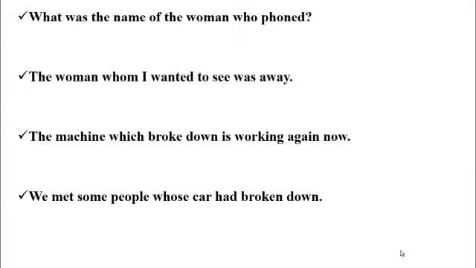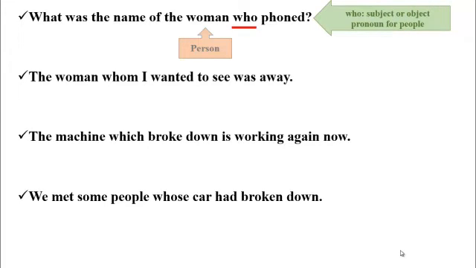Let's move now to relative pronouns. Here we have some examples that we are going to study. Let's start with the first sentence. What was the name of the woman who phoned? Here the relative pronoun is who. Why who? Because the noun before refers to a person. Who can function as a subject and object pronoun for people.